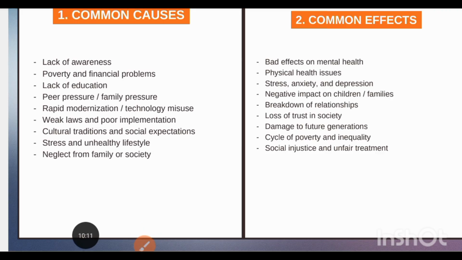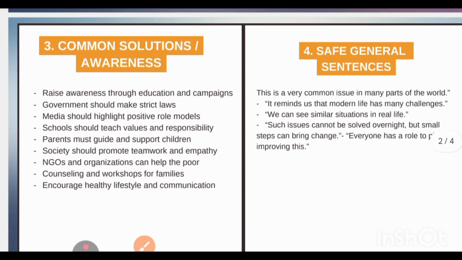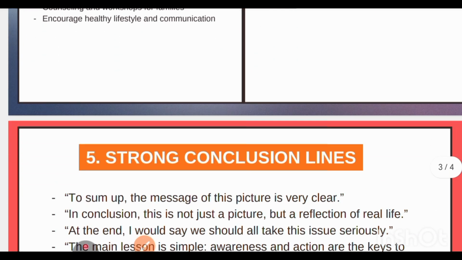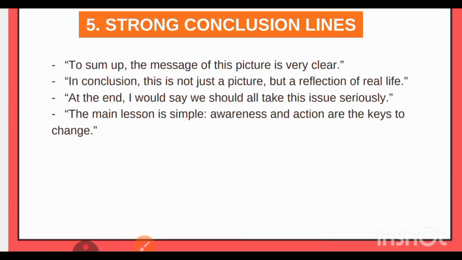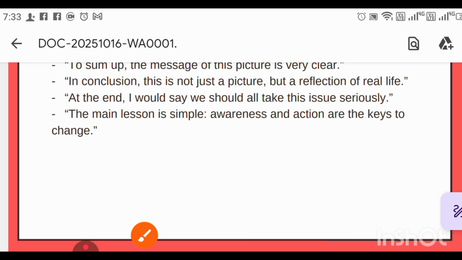Now here are some general sentences to make it easier for you to describe common causes and effects, and common solutions. So you can use these sentences according to the picture to describe effects, causes, to give solutions, and then you can give a conclusion using these lines, like to sum up or in conclusion at the end. There are some lines that are very common and can be used in any picture. You can even memorize these lines.